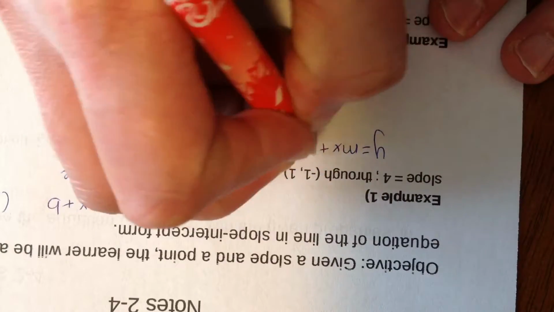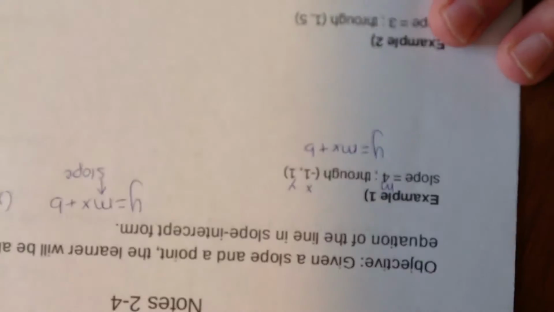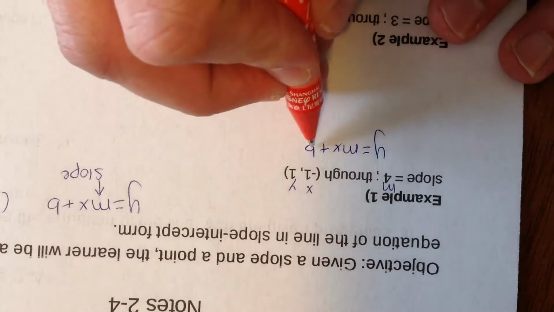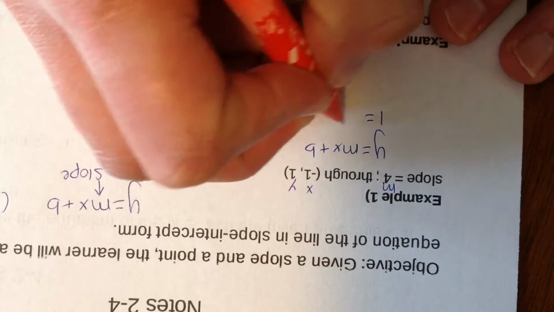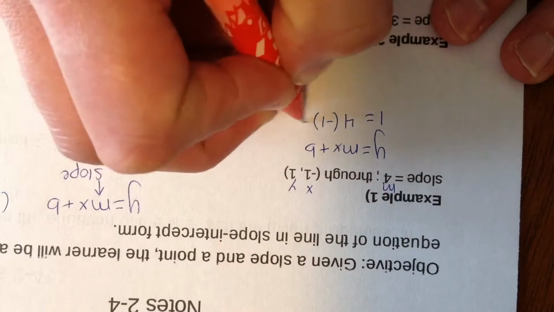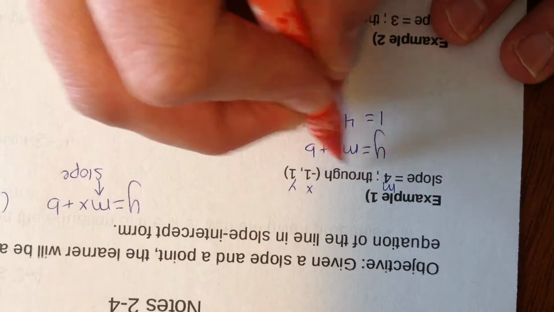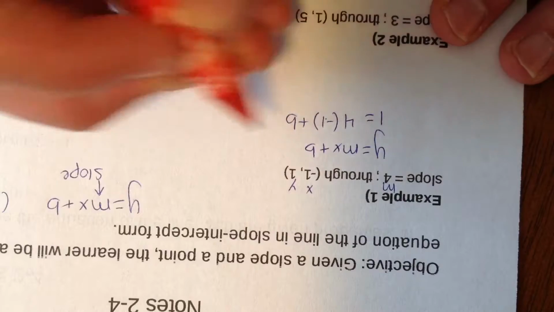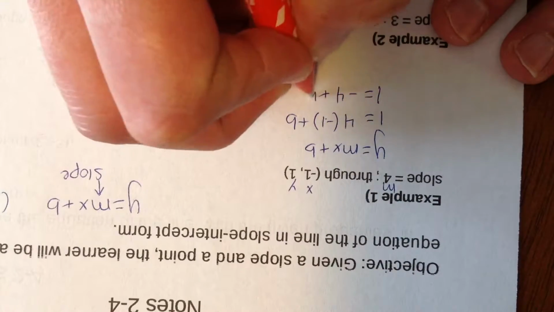So we have y equals mx plus b. Keep in mind that our slope is our m, this is our x, and this is our y. So if I substitute our values in, the only value we don't have is b. So our y value, be careful when you plug these in, it's 1 equals my slope, which is 4, times my x, which is negative 1, plus b. Again, my y is 1, my m is 4, my x is negative 1. So I have 1 equals 4 times negative 1 is negative 4, plus b.